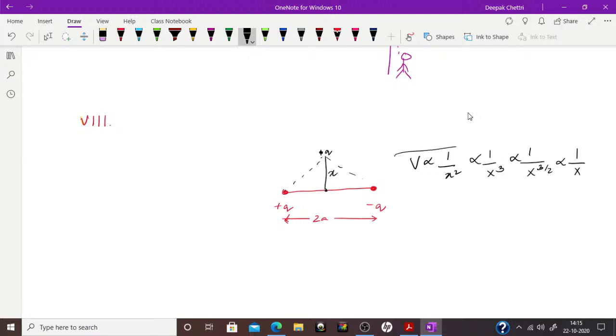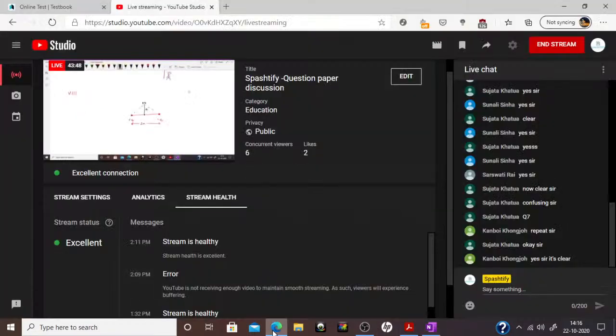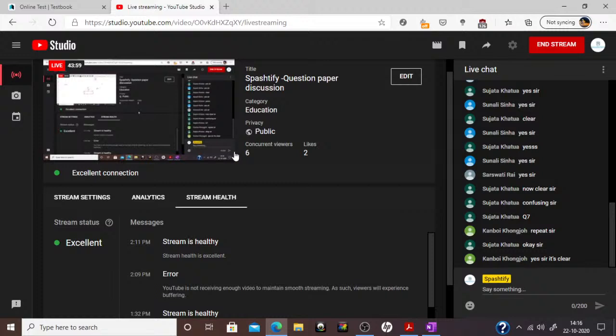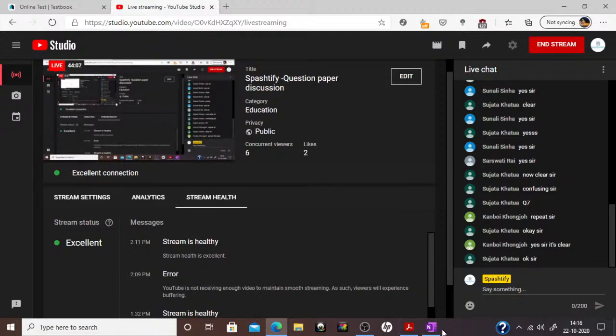Understand? So the answer is 1 by x square. You can straight away see it from the formula which I have given you. In fact, at this point it will be 0, but since they have not given that option, it's 1 by x square. Okay, so that's question number 8.